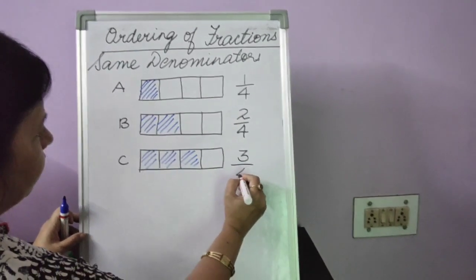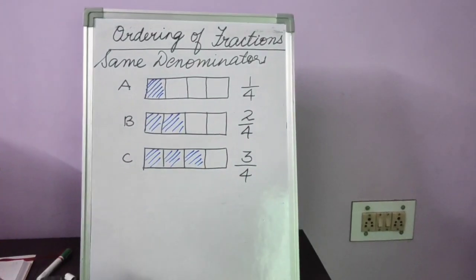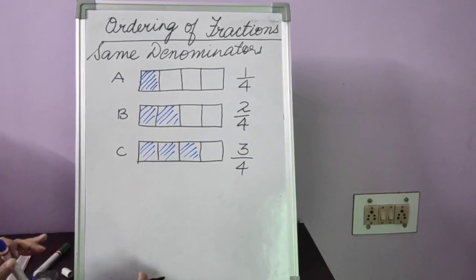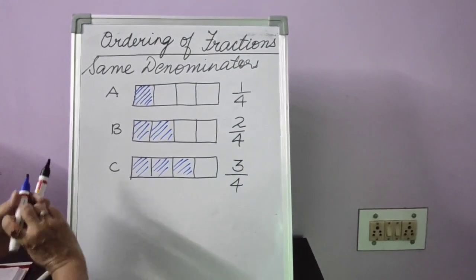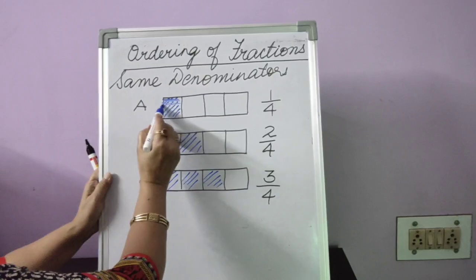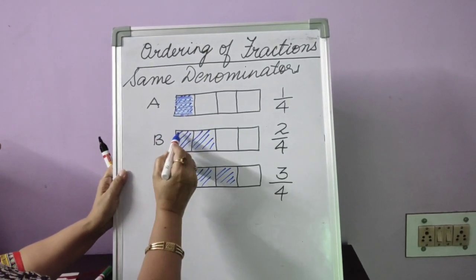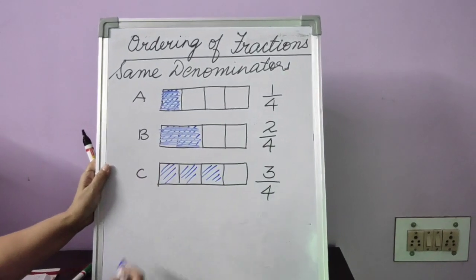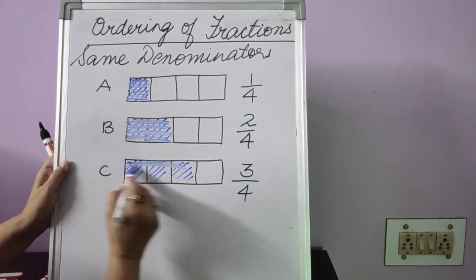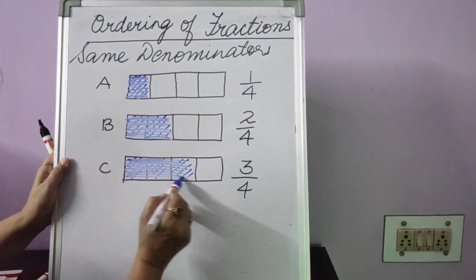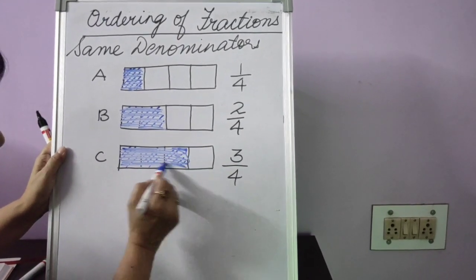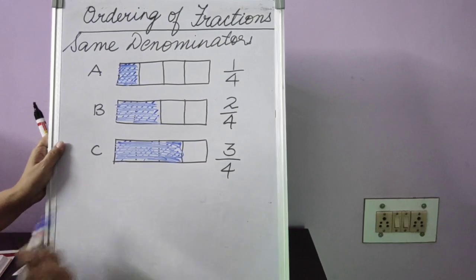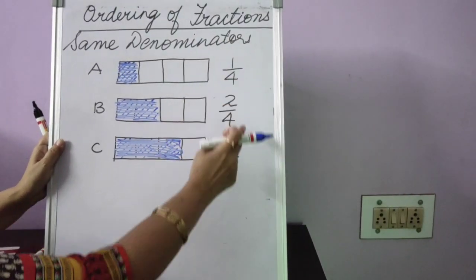3 upon 4. Now if we were to see how much of chocolate they have eaten, if we do not see the parts and all, A has eaten up this much part of the chocolate. B has eaten up this much part of the chocolate. And C has eaten up fully this much part of the chocolate. Who has eaten up the most part of the chocolate? It is C.